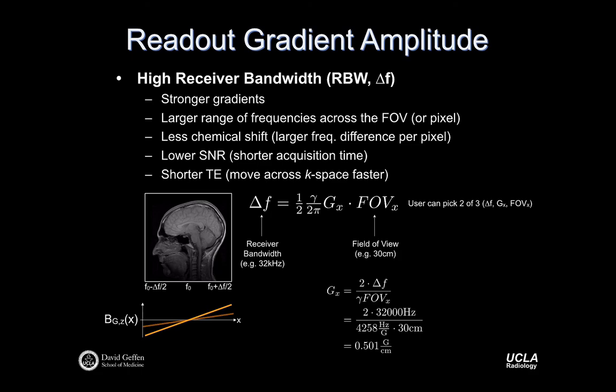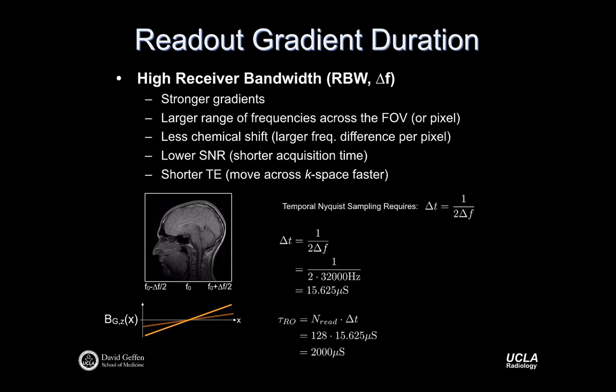This is just algebraic. It says that the gradient amplitude you would need during readout for a receiver bandwidth of 32 kilohertz and a field of view of 30 centimeters works out to about half a gauss per centimeter. It's hard to have an intuition for how much gradient strength that is, but it's a pretty intermediate gradient strength. This doesn't typically push the limits of our systems. Our systems are pushed more for slice selection than for frequency encoding in the case of Cartesian.